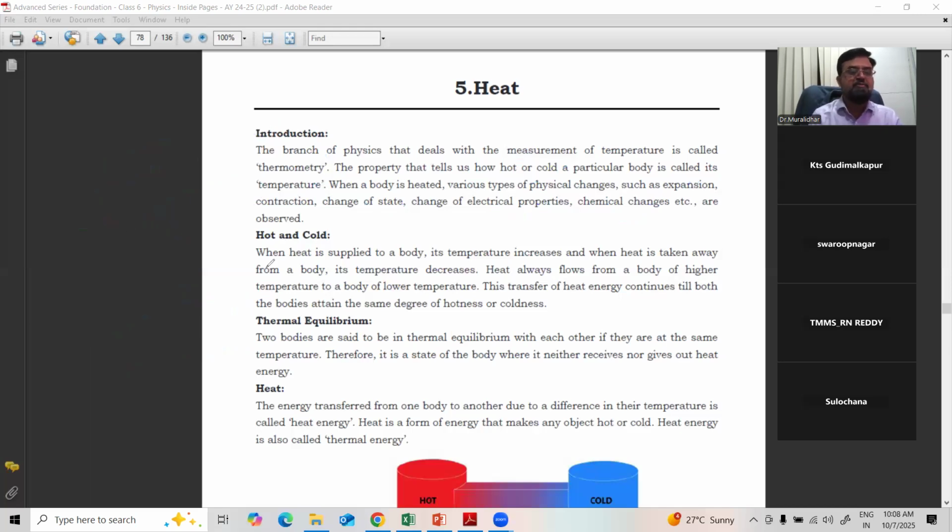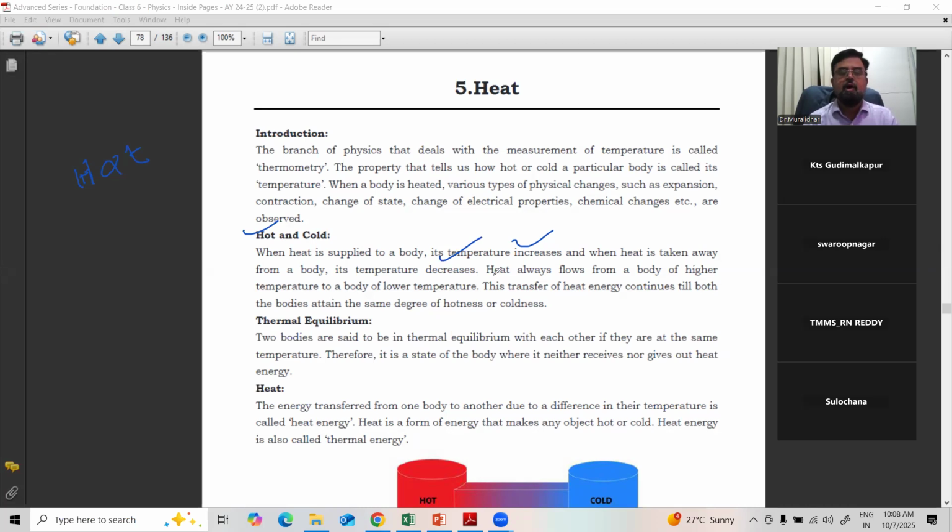Now we'll see what is the difference between heat and cold. When heat is supplied to a body, its temperature increases. Correct or not? So heat is directly proportional to temperature, or temperature is directly proportional to heat. When you are heating the body, automatically the temperature will rise. And when heat is taken away, when you decrease the heat, the body's temperature decreases.